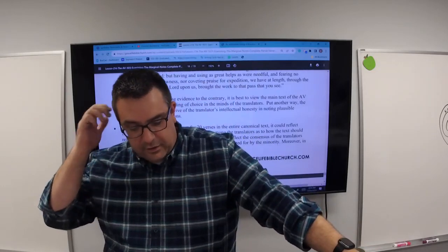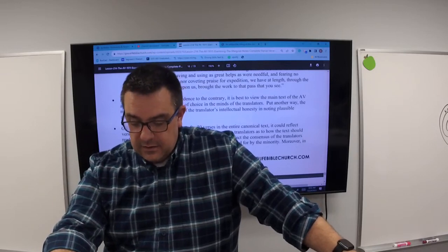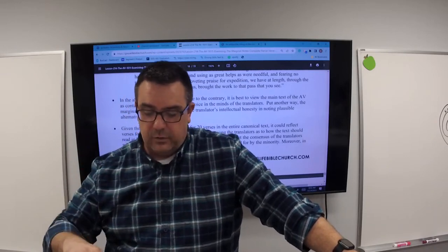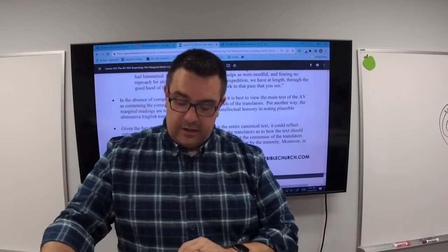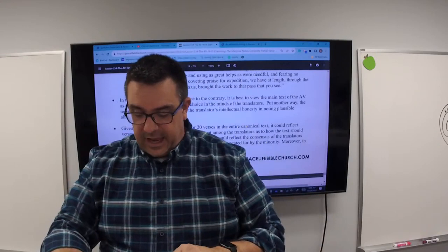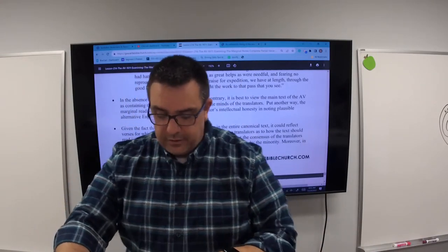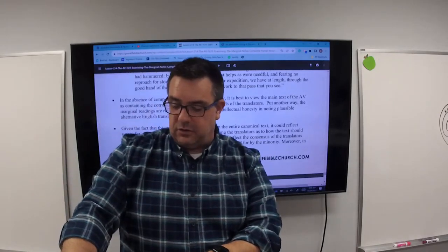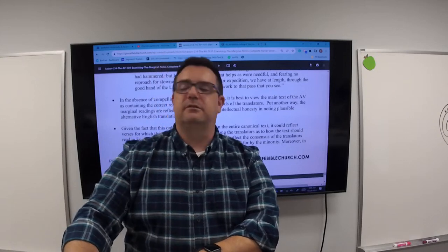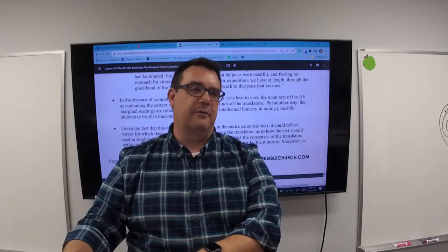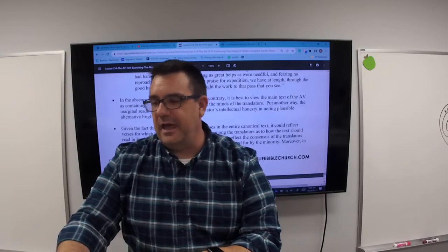Given the fact that this only occurs for 20 verses in the entire canonical text, it could reflect verses for which there was some disagreement among the translators as to how the text should read in English. If this is the case, the main text would reflect the consensus of the translators, while the margin captures an alternative translation advocated for by the minority. Now let's just stop there for a second. How many of you think that they all agreed 100% down the line every time about every verse? No. I don't think that's the case.